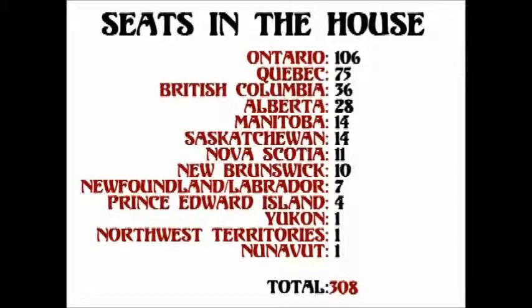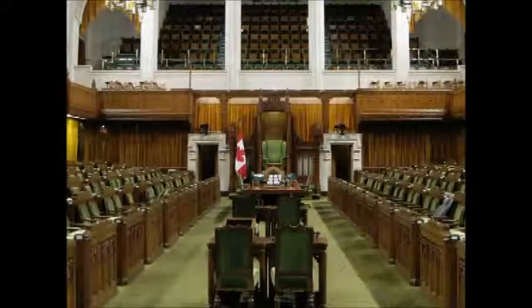At current, Ontario has the most at 106 seats, Quebec is next with 75, followed by British Columbia with 36, Alberta with 28, Manitoba and Saskatchewan with 14 each, Nova Scotia, home to some of the nicest people anywhere, by the way, with 11. New Brunswick has 10. Newfoundland and Labrador have 7. PEI has 4. And each of the territories, Yukon, Northwest Territories, and Nunavut, each have a single seat. Collectively, these 308 individuals make up the House of Commons.